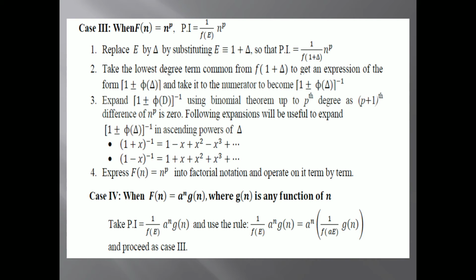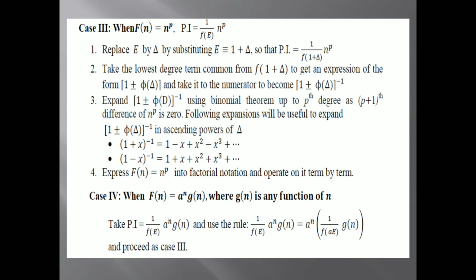Now case third is when f(n) is equal to n^p, a constant raised to p, then the PI is given by 1 upon f(E) into n^p. Here first of all replace E by delta by substituting E = 1 + delta, so that the PI becomes 1 upon f(1 + delta) into n^p.